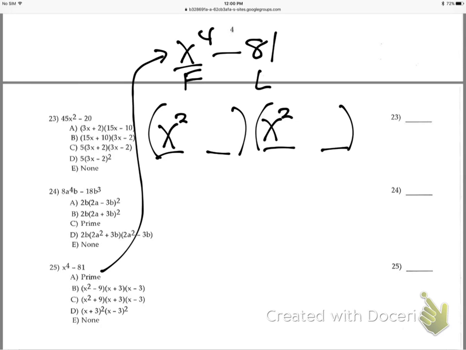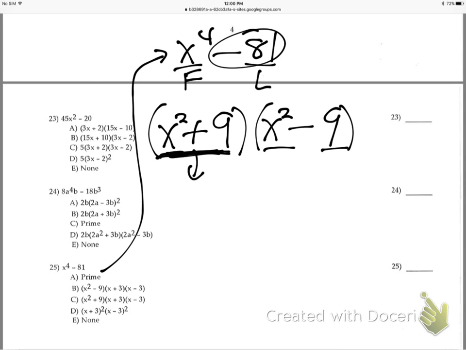And then last times last to be 81. What times what's 81? 9 and 9. Now, what signs do you need to make negative 81? 1 positive, 1 negative. Now, I can't stop there. That's not the answer yet. You gotta break the negative. What is x squared plus 9 going to do?